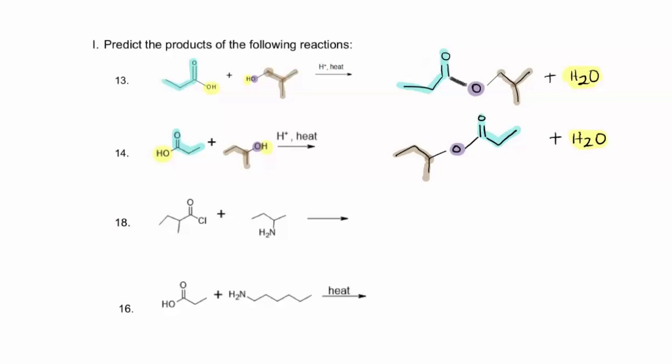In problem 18, we're going to make an amide. The synthesis of the amide is going to be very similar to what we saw in the esterification. Now, I'm going to zoom in to actually look at how these atoms are going to form the amide and the HCl.